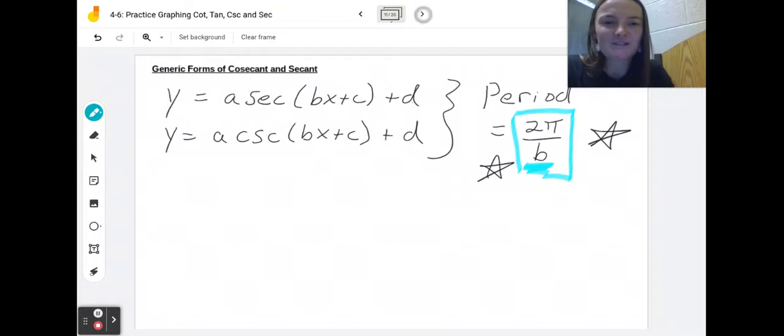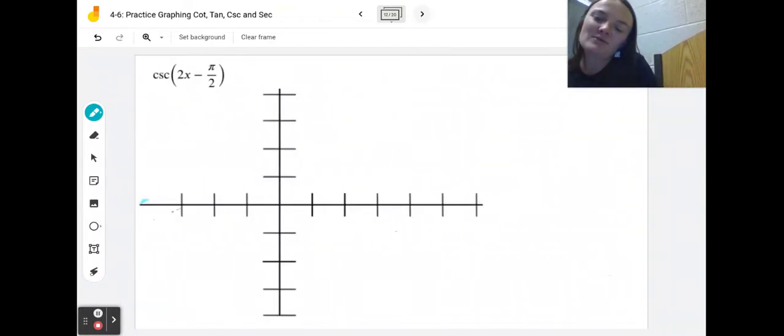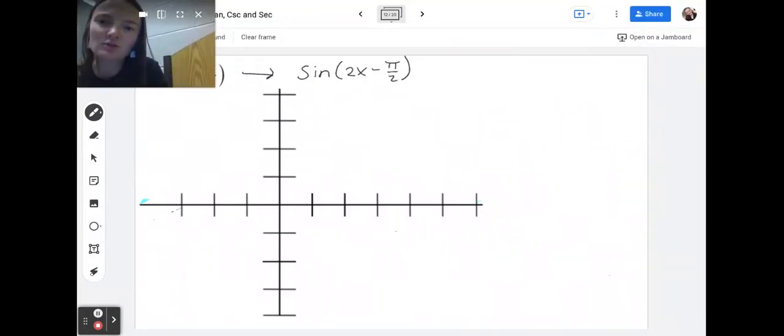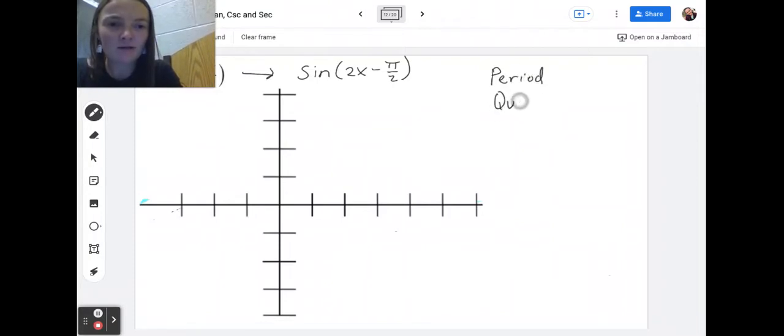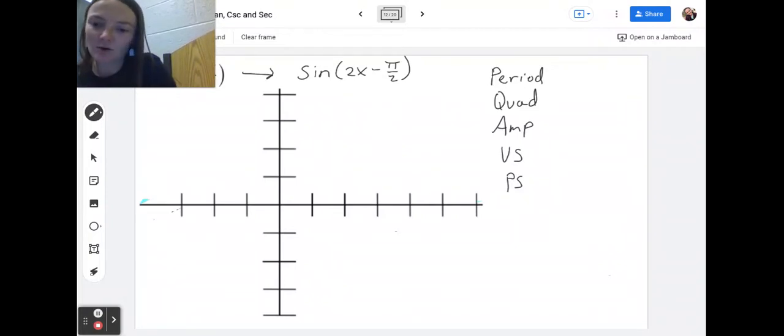Okay, so let's go ahead and actually practice. All right, so we want to graph cosecant of 2x minus pi over 2. To graph that, I really just need to graph the sine of 2x minus pi over 2. So that's what I want you to try to do. Graph the sine of 2x minus pi over 2 by answering the following questions. What's the period? What's the quadrant? What's the amplitude? What's the vertical shift? And what's the phase shift? So go ahead and take a pause and see if you can figure those things out.